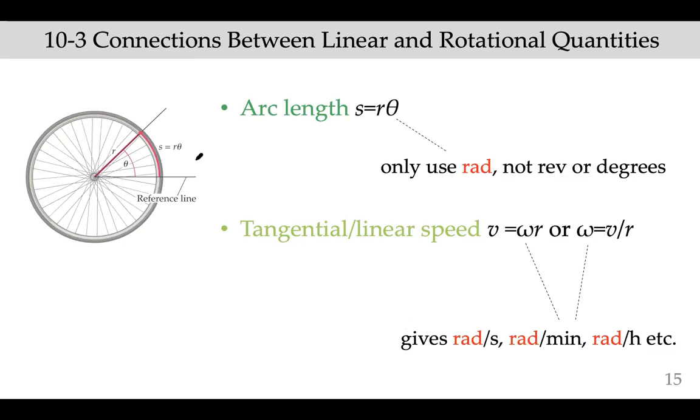If you remember, we defined arc length, which was this distance, as r times theta. And I emphasize that we have to use radians in this formula for theta, not revs or degrees. Now, if you use this tangential or linear speed formula, which we derived in the previous slide, then again what you should use is radians per second, radians per minute, radians per hour. So the denominator can be any time unit, but for the numerator, you have to use radians.